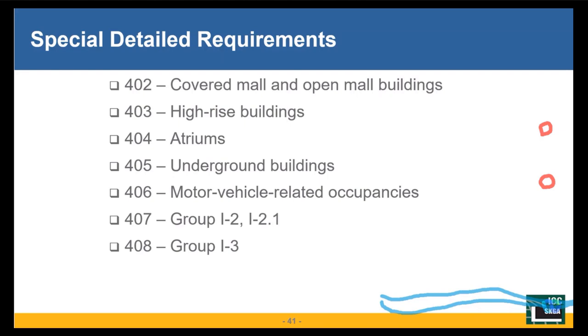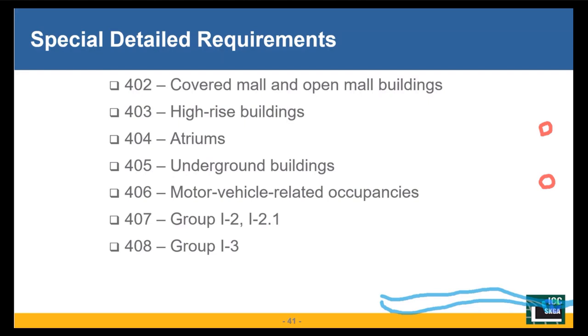Motor vehicle related occupancy, such as private garages, carports, public parking garages, and there are subsections of 406. So each one of those uses I talked about has a specific section. Enclosed parking garages are 406.6, open parking garages are 406.5. Motor vehicle dispensing facilities are 406.7, and so forth. So when you're dealing with motor vehicle related occupancy, be sure to look at 406 and pick the proper use and check if there are any detailed or special requirements related to that use.